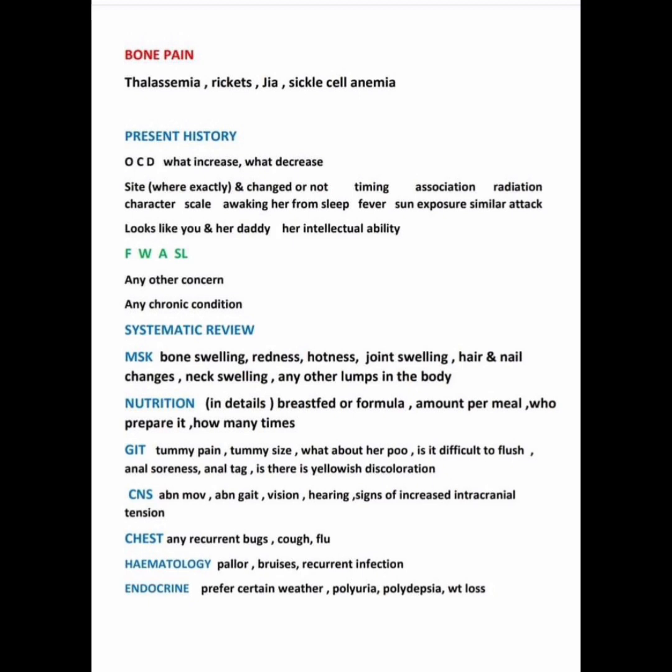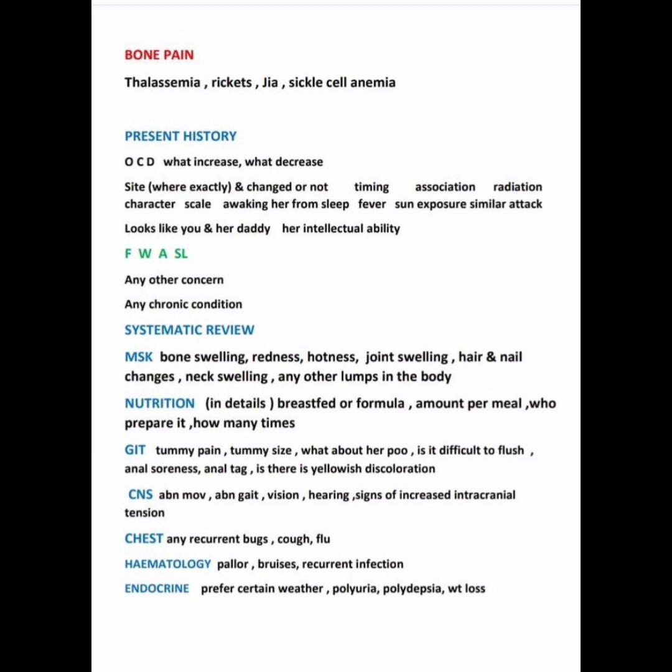Next is FWASL. We know that F for fever, associated with fever or not, W for weight gain or weight loss, A for activity or any appearance, S for sleep, and L for lymph nodes or glands. Any other concern, we can ask the mother, is there any other concern associated other than bone pain, and any chronic condition associated with this bone pain.